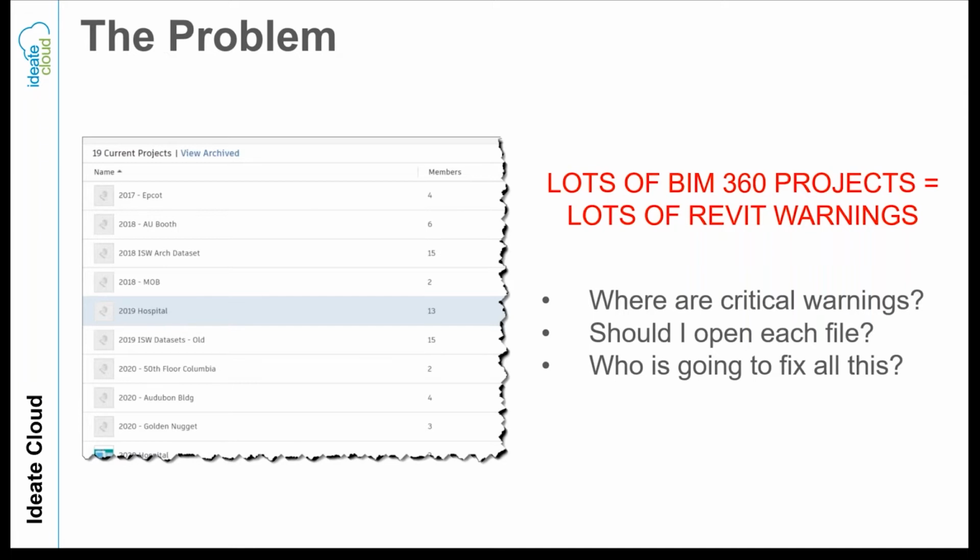Companies are using BIM 360 as a platform where users work from home, firms with disparate offices, or consultants in different locations. If you have lots of BIM 360 projects and want to know about Revit warnings, which Ideate Software views as a key aspect of model health, the current workflow is to open each one of these projects in your desktop version of Revit to view those warnings. But what you really want to know is what the critical warnings are and where they are, which file may have the biggest problem among the many files you have within BIM 360, and who's going to fix these warnings.